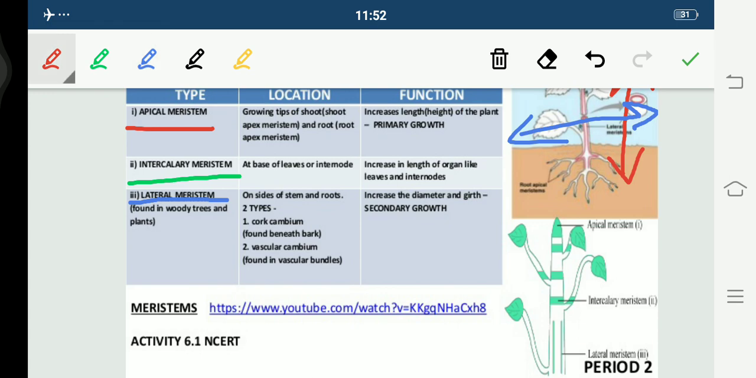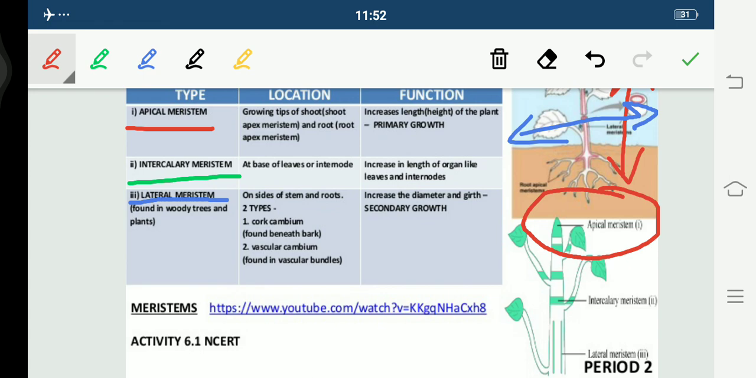Now talking about the apical meristem, students, let's discuss its location and function first. You can see here in this picture, the green one on your right hand side, this portion is the apical meristem. You can see it is present in the growing tips of shoots or roots. It's very obvious that if they are present on the growing tip, their function would be to increase length, or we can say to give height to the plant, or we can say that they help in the primary growth of the plant, right students?